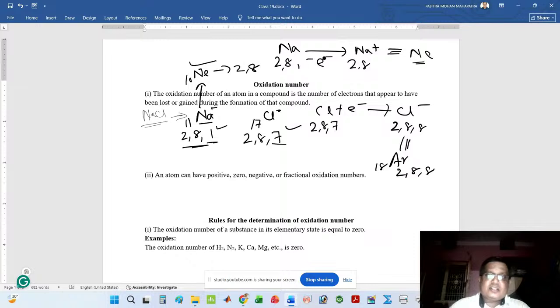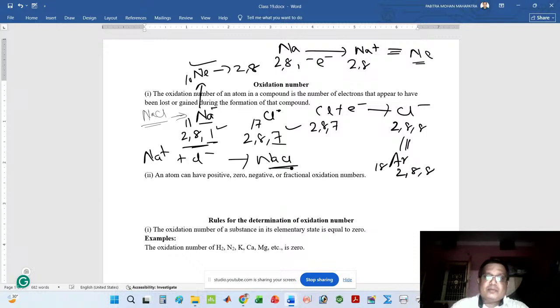Remember, sodium always has a tendency to lose one electron and convert to Na plus, which has a stable electronic configuration similar to that of the nearest noble gas, neon. On the other hand, the electron lost by sodium is gained by the chlorine atom, and it attains the stable electronic configuration of the nearest noble gas, argon, 2, 8, 8. Now both Na plus ion and Cl minus ion combine to form NaCl.